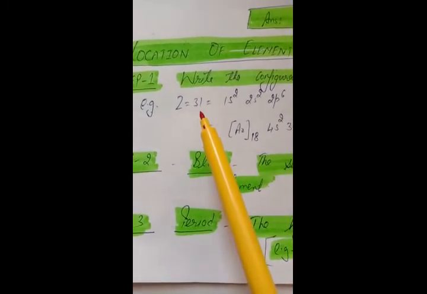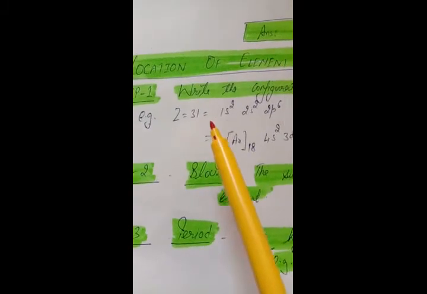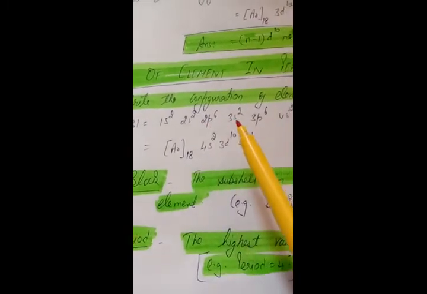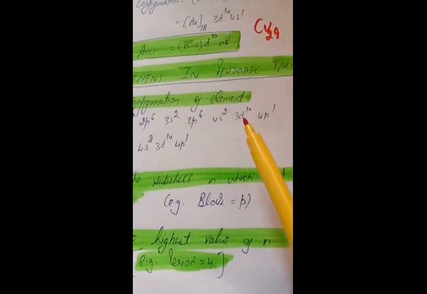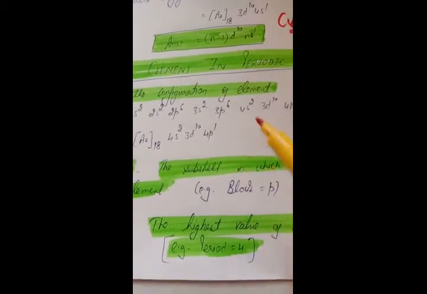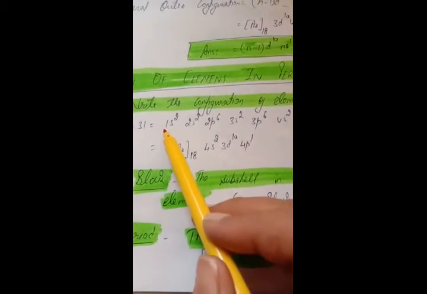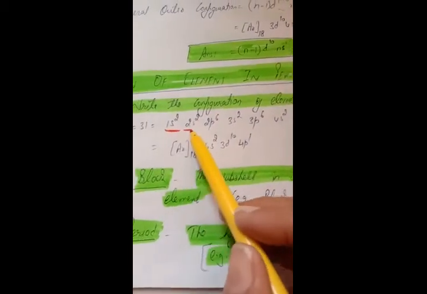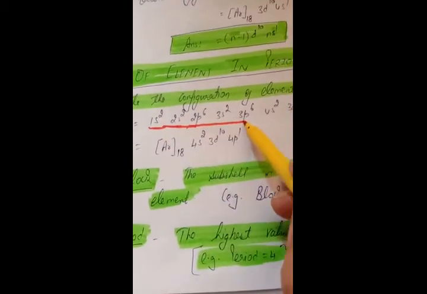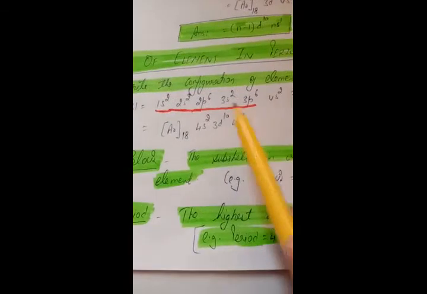For that 31 you have to write the electronic configuration. I have written here 1s2, 2s2, 2p6, 3s2, 3p6, 4s2, 3d10, 4p1. Or you can write the short form also, because it has the noble gas configuration till 3p6. So we can write how it is.